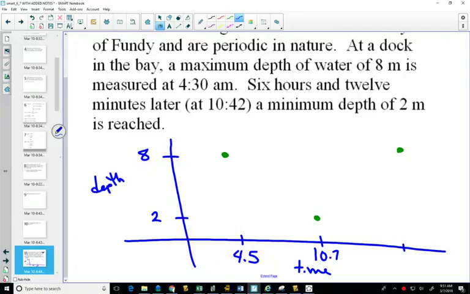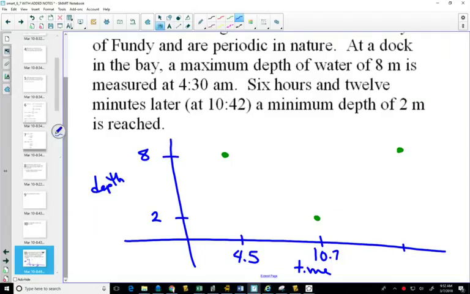10.7. How did we get the 0.7? How did 42 change to 0.7? If we look at what percentage of an hour that is, 42 out of 60 minutes. Without a calculator, you could reduce that to 7 over 10 to get 0.7, or you could type it into your calculator to get 0.7. So first of all, that's where we got our 0.7 from.